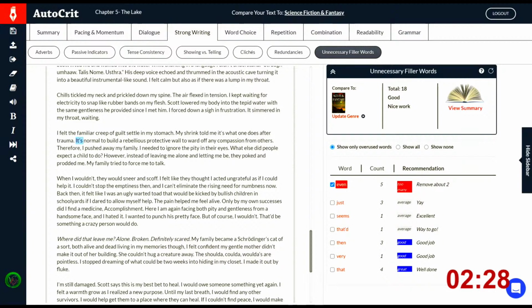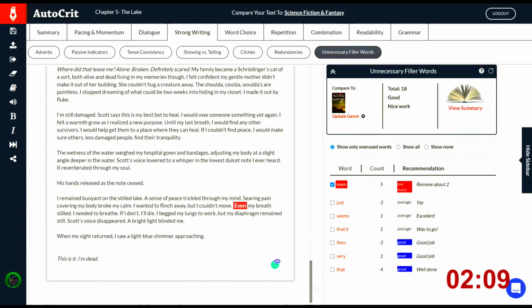It's normal to build a rebellious protective wall to ward off any compassion from others. Now, remember, this is her speaking through her trauma, so I must say that no, it's not normal. But there's no such thing as normal. All right. Even my breath stilled. I kind of like this one.